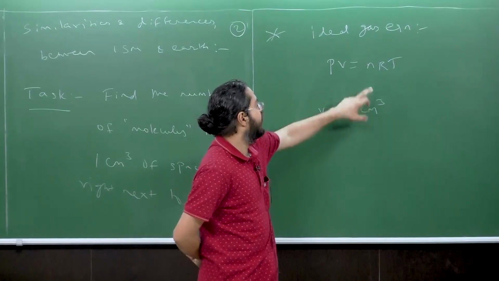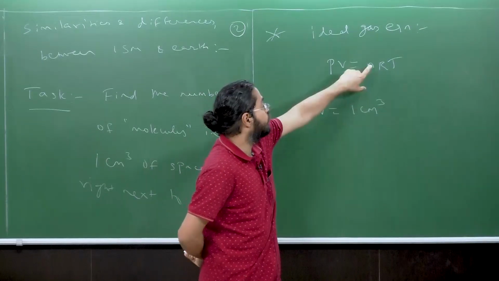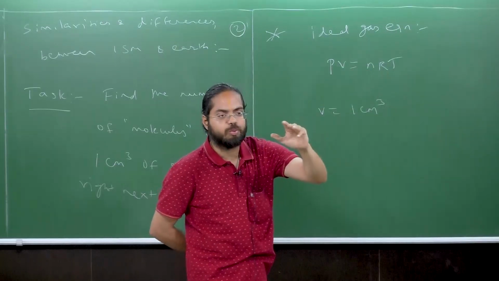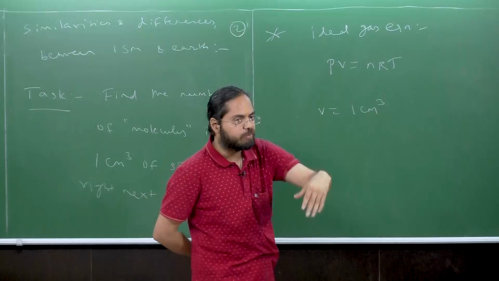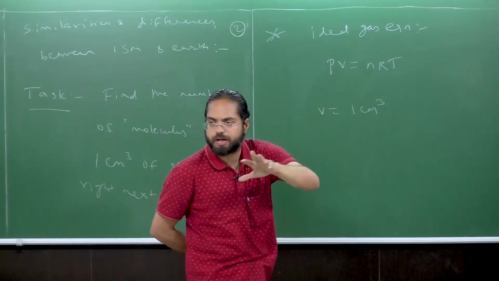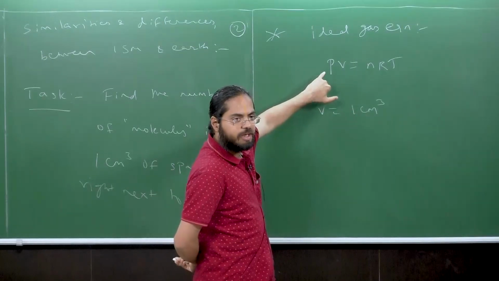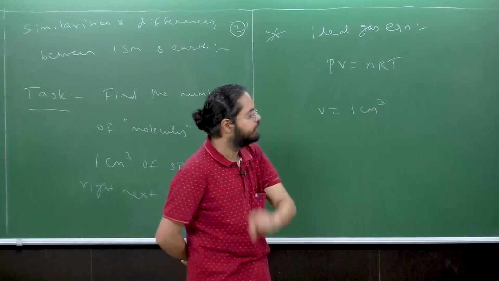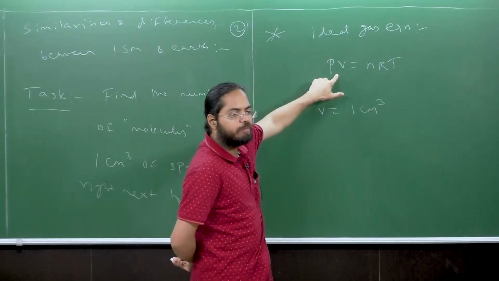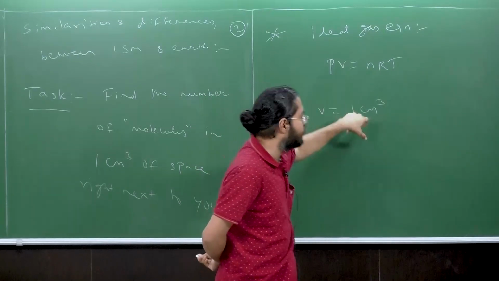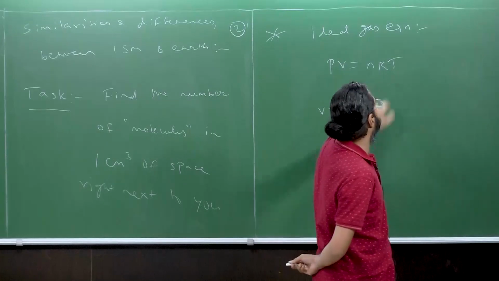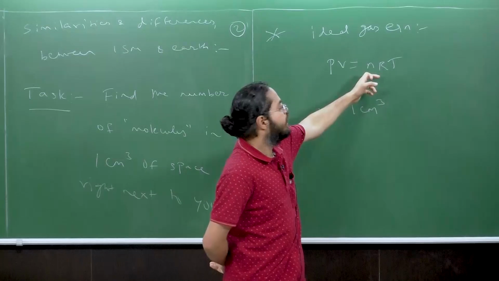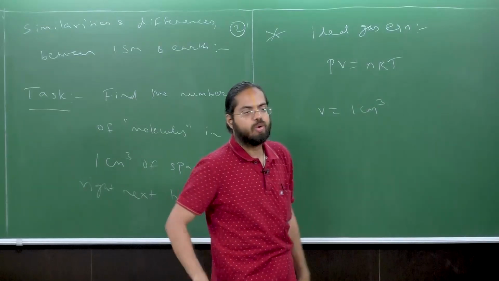And what am I asking? I'm asking for the number of molecules. But note, what is n? This is the number of moles in this equation. So it would be nice to have a recap of what this equation means in case you don't remember. P is the pressure exerted by the molecules as part of the gaseous sample. V is the volume that's occupied, the given volume, that's 1 centimeter cube, and n is the number of moles from which the number of molecules can be obtained. What is R? R is the universal gas constant, whose SI unit is what?